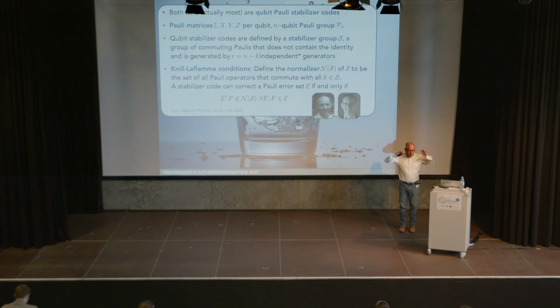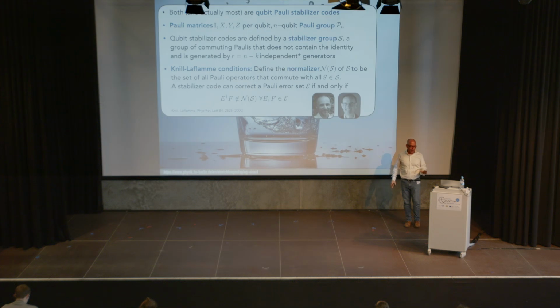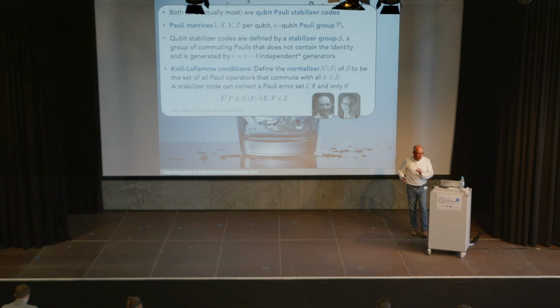Okay, so this is the setting, but you can also formulate criteria of how well this functions and what a stabilizer code can correct for concerning Pauli errors. There's these beautiful Knill-Laflamme conditions that define normalizers, and they also give conditions whether and when a stabilizer code can correct for a certain Pauli error in quantifiable and computable criteria that you can evaluate in this fashion.